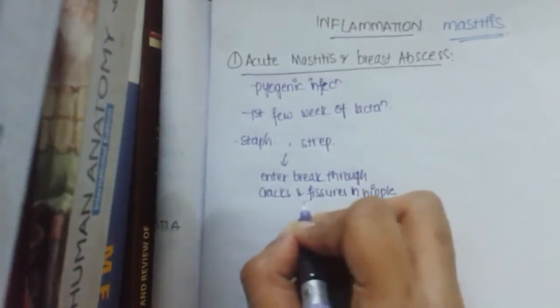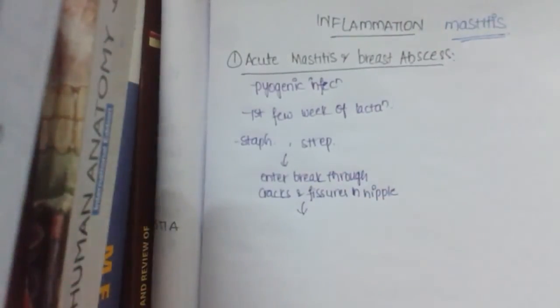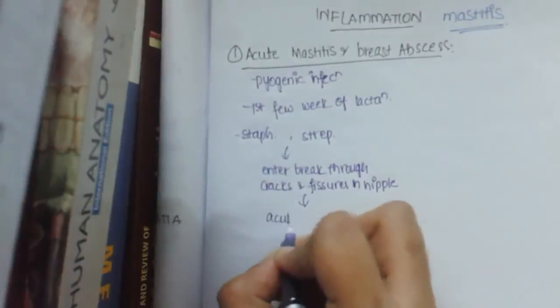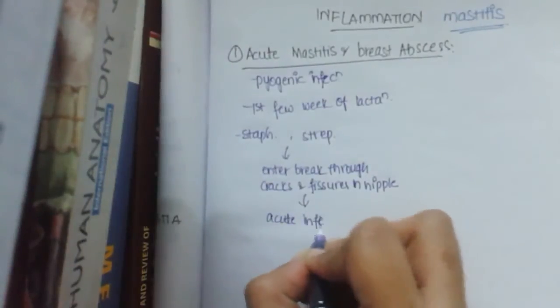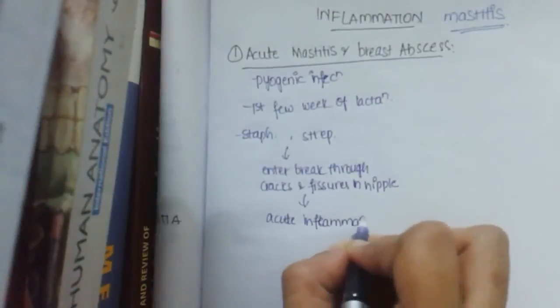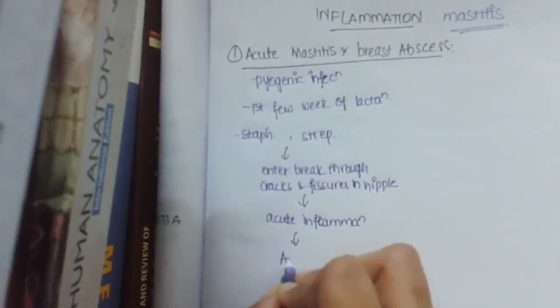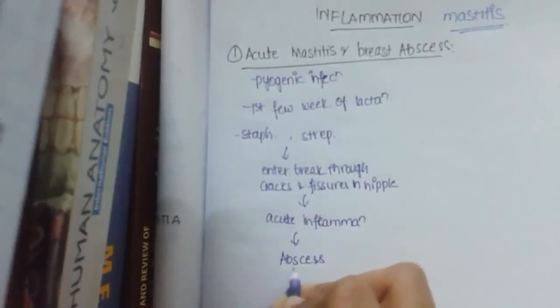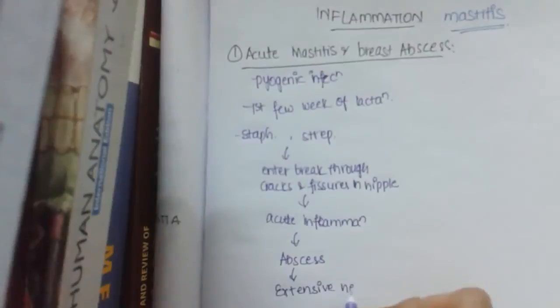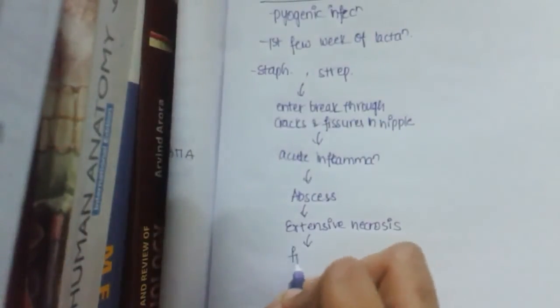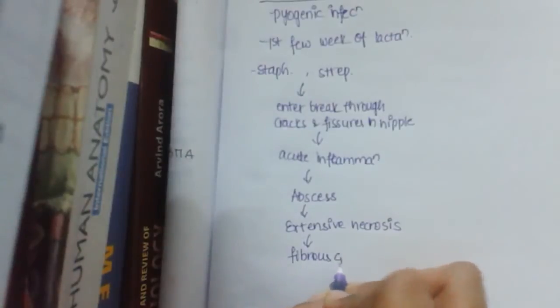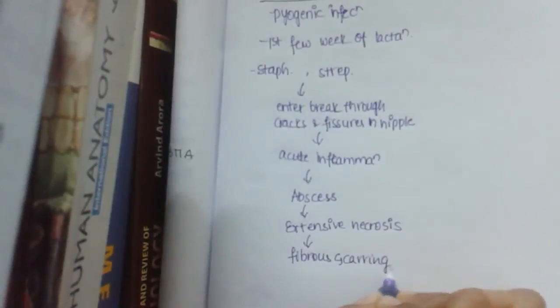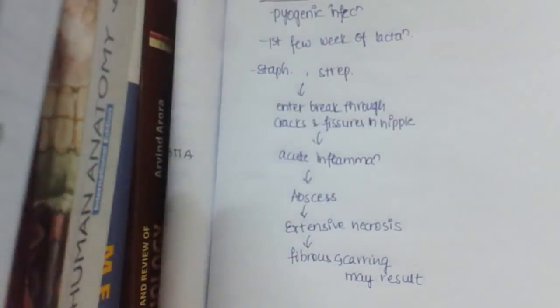And these would create localized acute inflammation, which may progress into abscess and extensive necrosis, and finally deposition of granulation tissue and fibrous scarring may occur. Scarring may result. So this is what happens in acute mastitis.